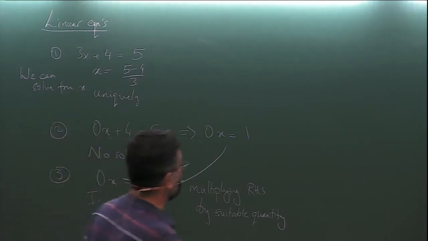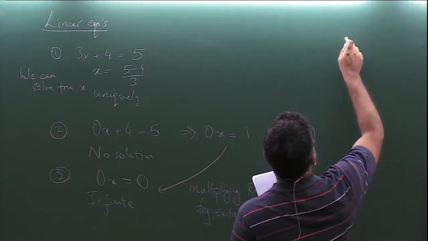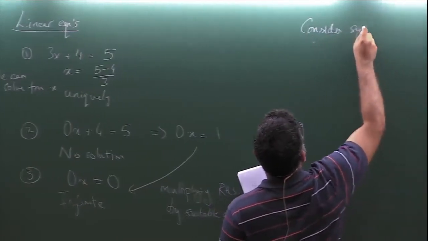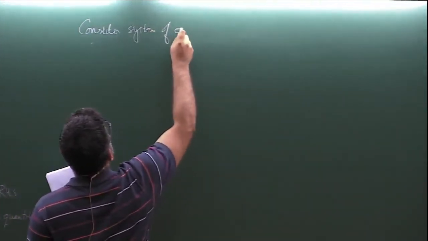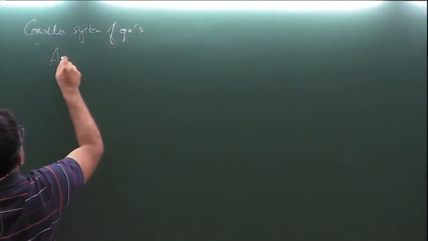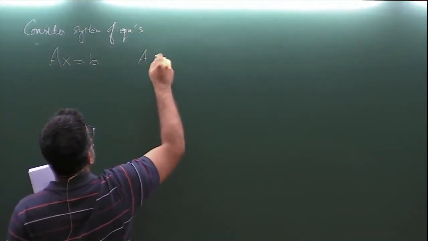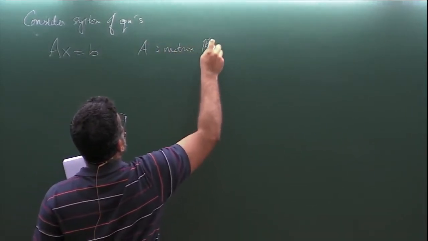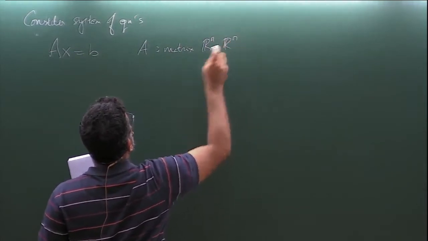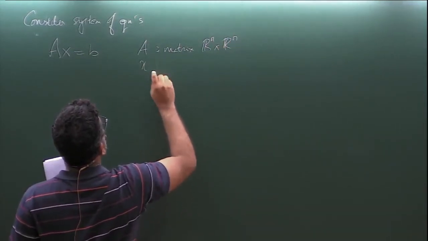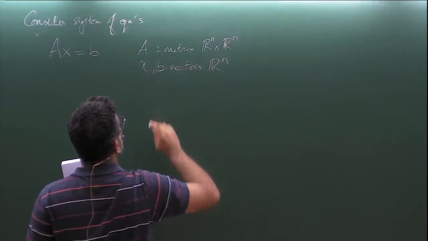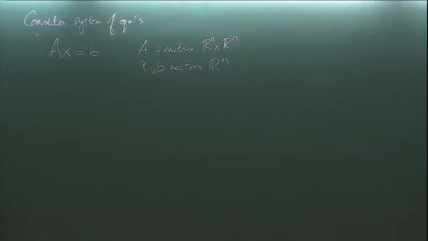All right, so let's make life more interesting and consider a system of equations. Ax equals b. Here, A is a matrix in R^n cross R^n, and x and b are vectors in R^n. I'll usually deal with square matrices for the most part.